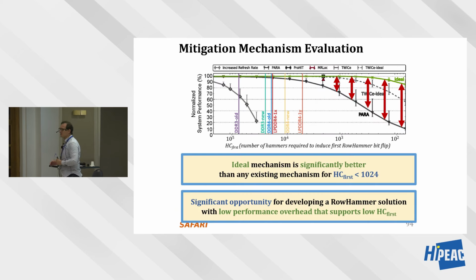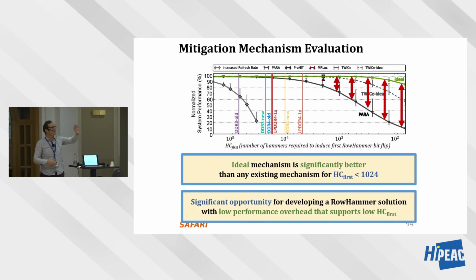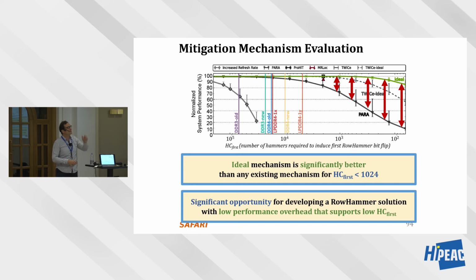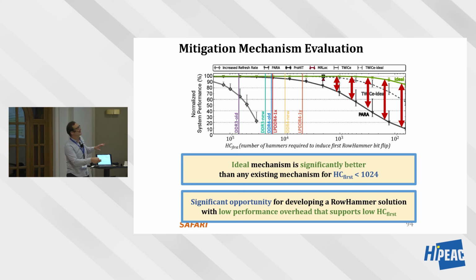This is an interesting study also. There are a lot more studies in the paper that I'm skipping over. But mitigation mechanisms are interesting. Here you have, again, HC first, which is the number of hammers required to induce the first Rowhammer bit flip. Now it's kind of flipped. Going from left to right, this number reduces. So as technology scaling happens, this number goes from here all the way to here. And this is the old DDR3 chips that we tested. And we're marching from left to right, as you can see.